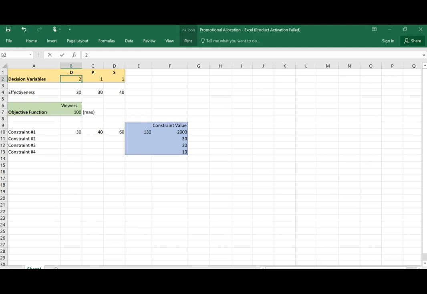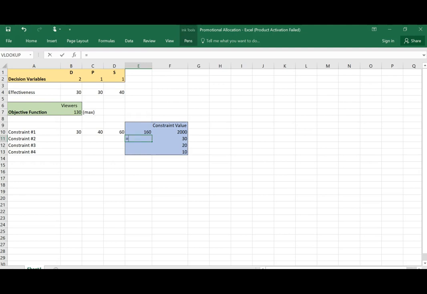So if I increase that to 2, notice what happens to the number of viewers and to the total cost. Both of those went up. I was getting more viewers, but I was also spending more money. What's the right way to spend my money? That's what the linear optimization is trying to do. So this is the total cost, and it has to be below 2,000. What were the other 3 constraints? It was that D, P, and S had to be respectively below 30, 20, and 10, right?